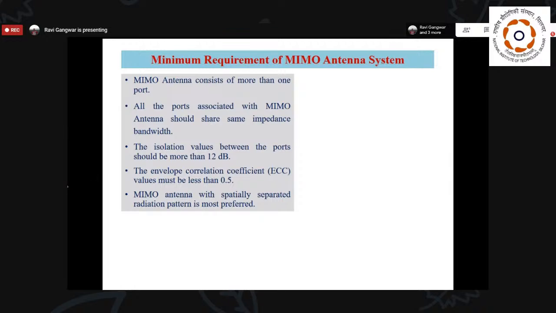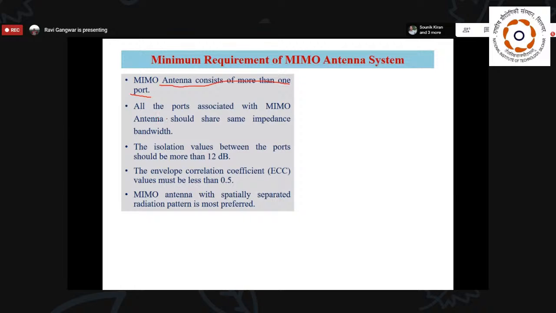So the first requirement is that your MIMO antenna system consists of more than one port. That is the primary requirement of a MIMO antenna system. Here we require more than one antenna element at the transmitter side and at the receiver side. So whenever you design any MIMO antenna system, first you have to see how many ports and how many antenna elements are there.